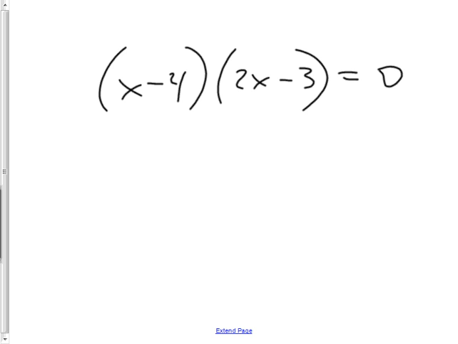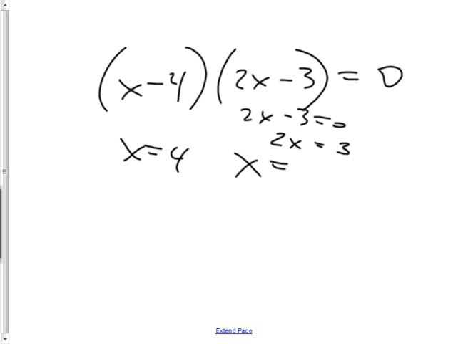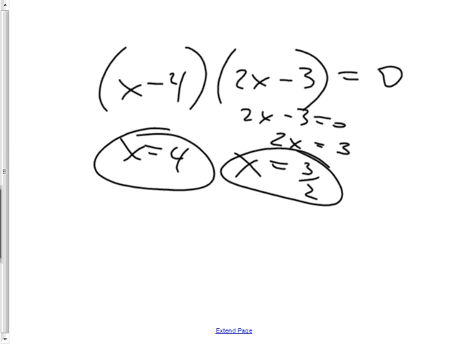X equals 4 and x equals... 2x minus 3 equals 0. 2x equals 3. X equals 3 halves. There we go. All right. Whew, we covered a lot of stuff, but we still aren't done yet. That's why this is a tough test. There's so much to know.